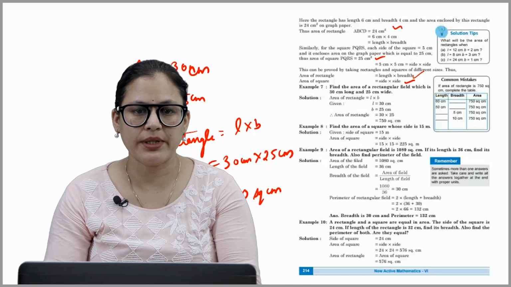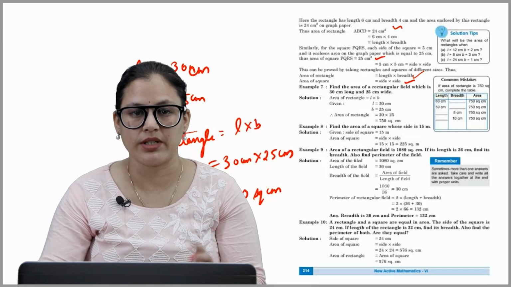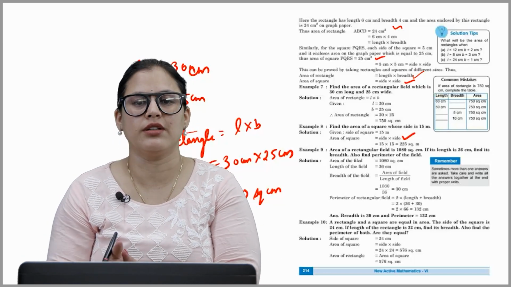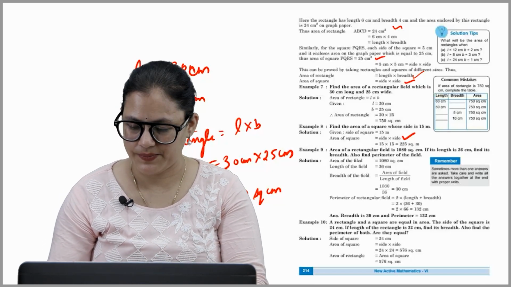Okay, and example 8, in example 8 you have to find the area of a square whose side is given, 15 centimeter. Area of a square is side into side, so 15 into 15 is equal to 225 square centimeter, right?